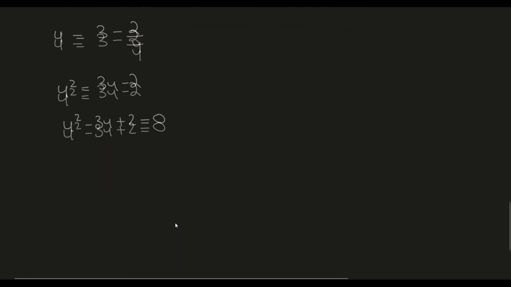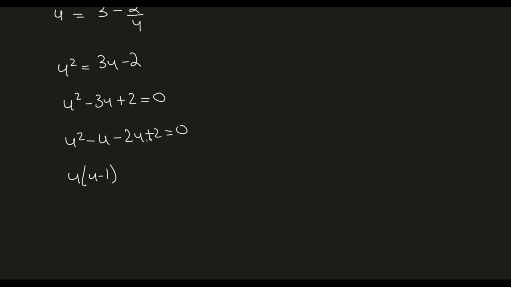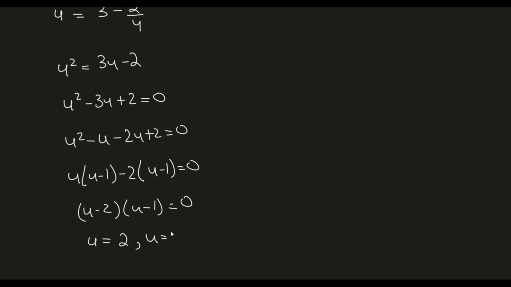This is a quadratic equation, so let's solve this. It becomes u squared minus 2u minus u plus 2 equals 0. I can take u common from the first two terms, giving u minus 2, and take minus 1 common from the last two, giving u minus 2. So we get u minus 2 times u minus 1, and I will have two roots: u equals 2 and u equals 1.